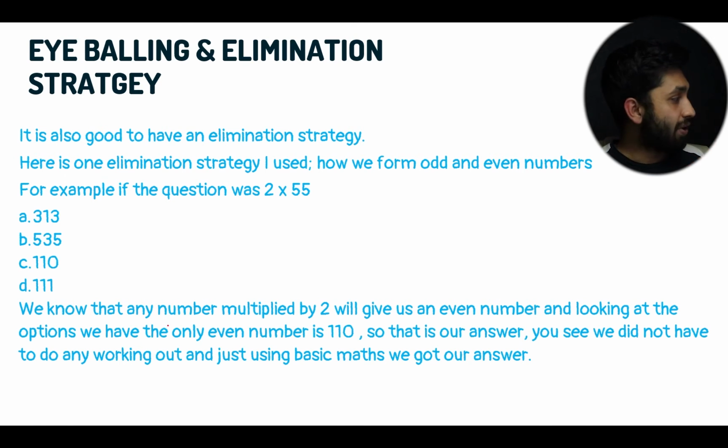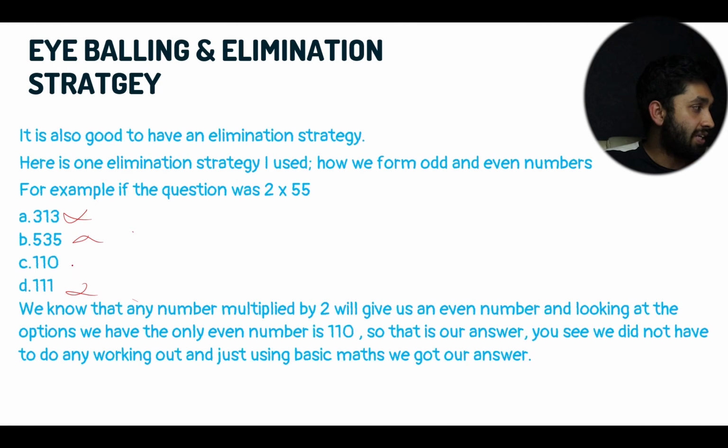So by looking at this, we know 313 is not even. And then, sorry, I tried to make one of those buzzing noises. But anyways, we continue. B is 535, which is not an even number. D is 111, which is not even. Therefore, our answer is C.